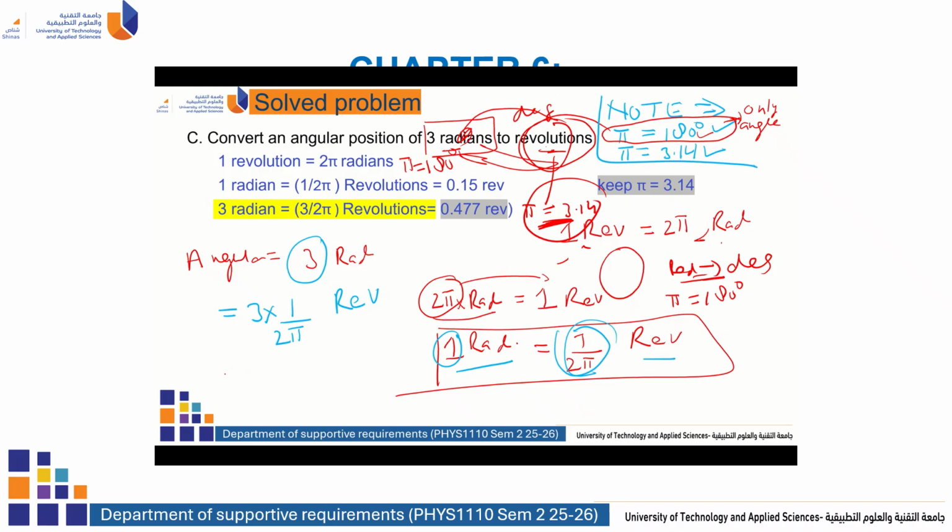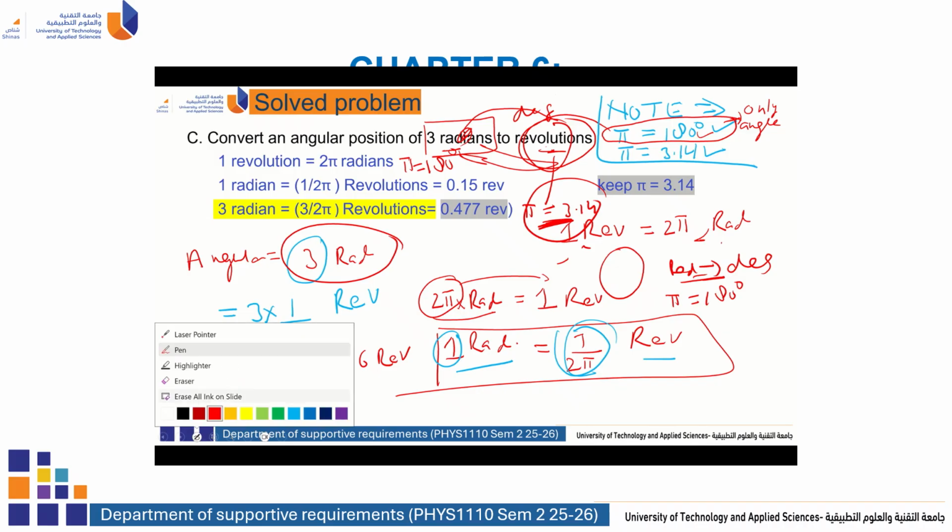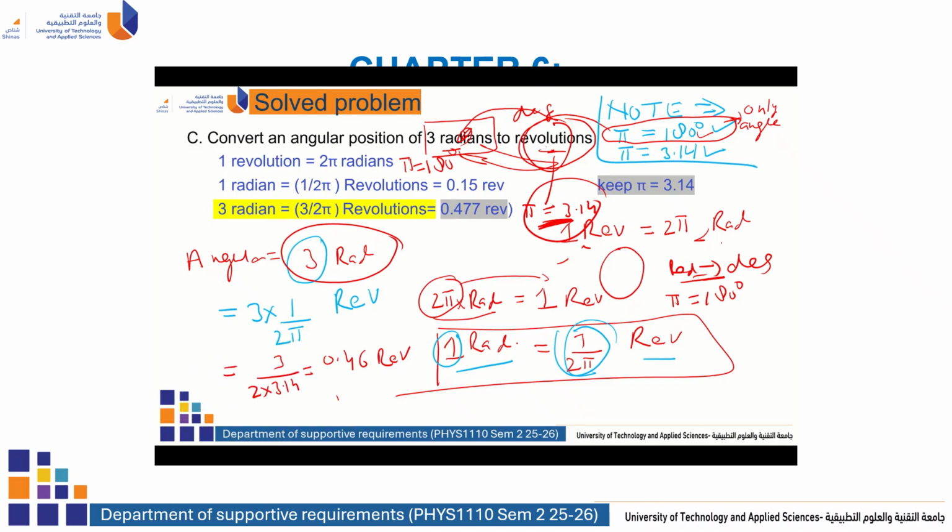Now if I put the value here, this is 3, and this is 2 multiplied by 3.14. If I solve this, approximately how much will it come? Approximately 0.46. So 0.46 revolutions. So in 3 radian, there is 0.46 revolution. So this is your answer here.